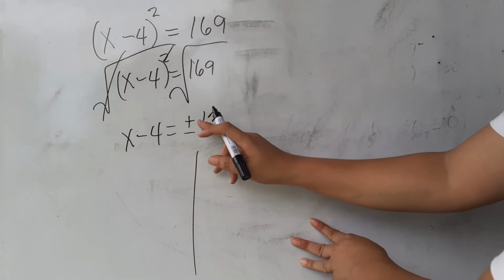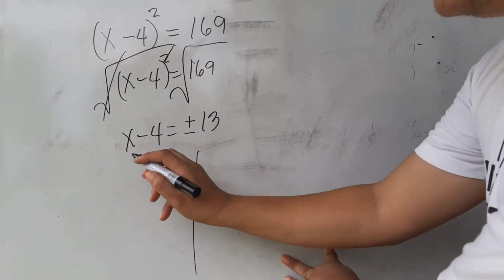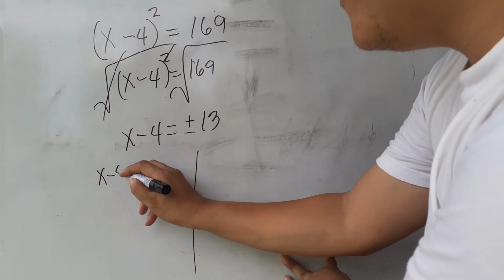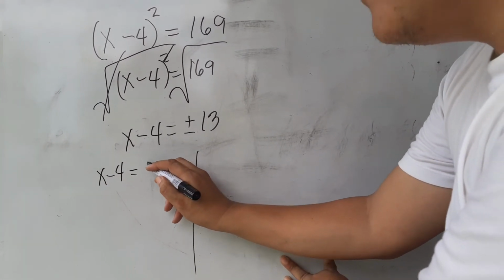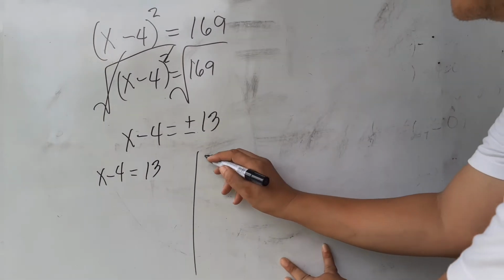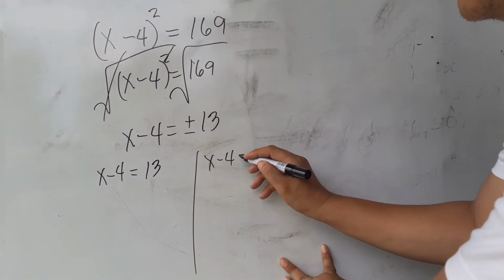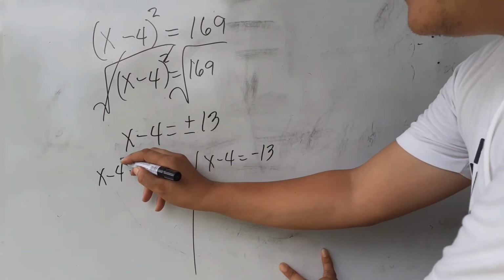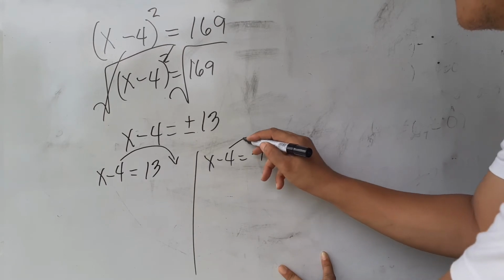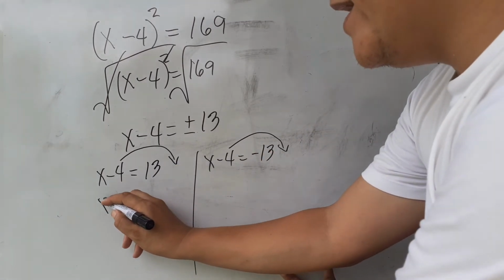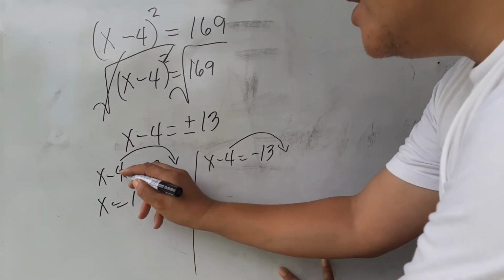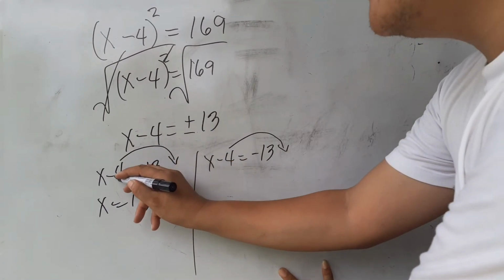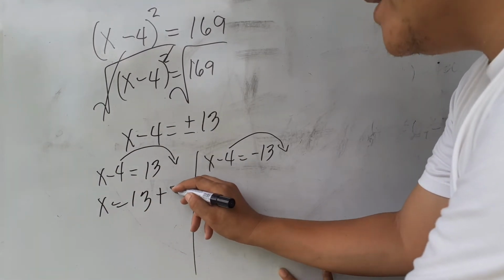paghihiwalayin po natin si positive at si negative. So, we have x minus 4, it is equal to positive 13. The other one, x minus 4 is equal to negative 13. So, kailangan po natin itong i-transpose. So, we have x is equal to 13. Tata-transpose po natin siya from negative magiging positive 4.